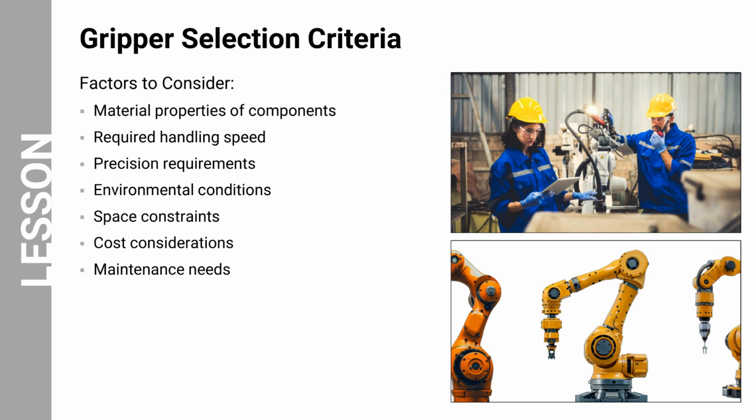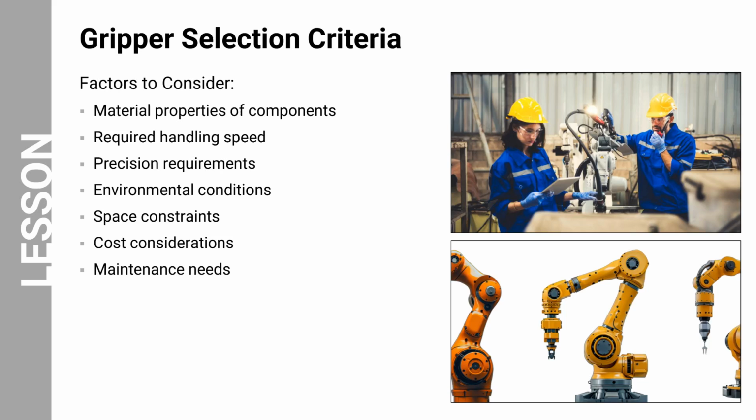Let us now look at the selection criteria for grippers as we proceed through this lesson. When selecting a gripper for robotic applications, these key factors must be considered. Material properties influence what type of grip and force you need. Handling speed determines if you need fast-acting grippers like pneumatic ones. Precision needs indicate whether you require high-accuracy grippers with feedback control. Environmental factors like heat, dust, or moisture affect which gripper will last longest.